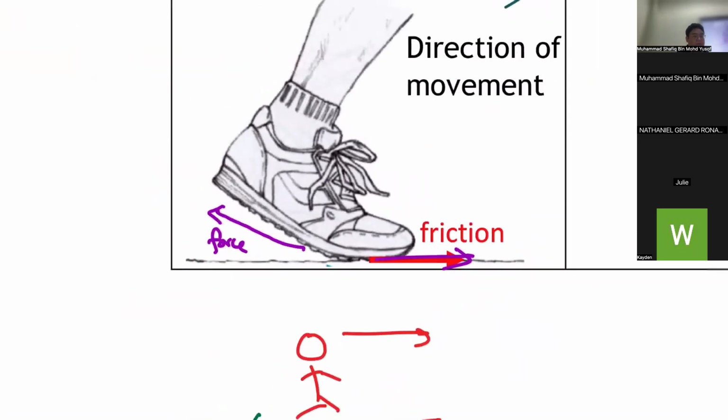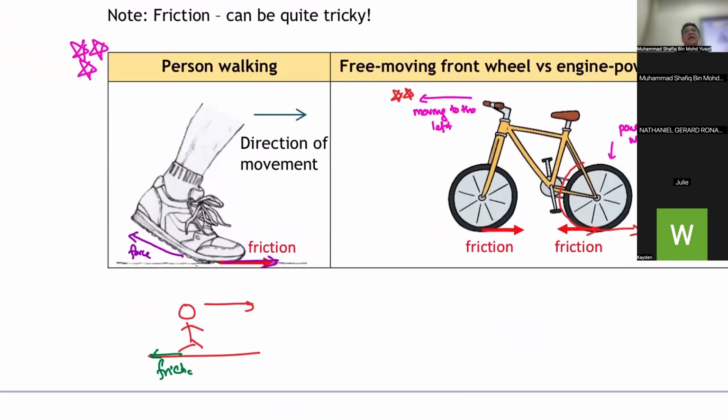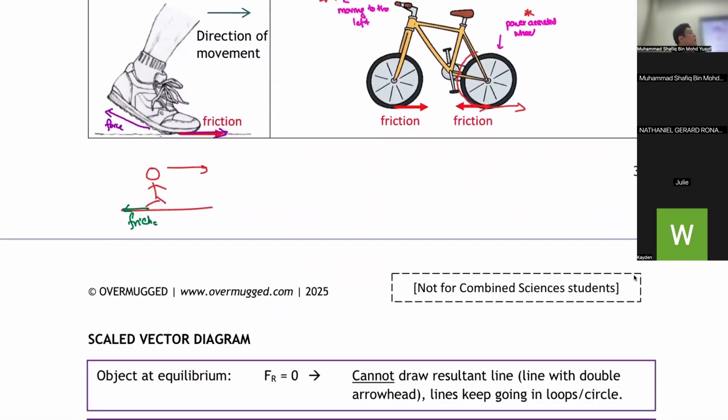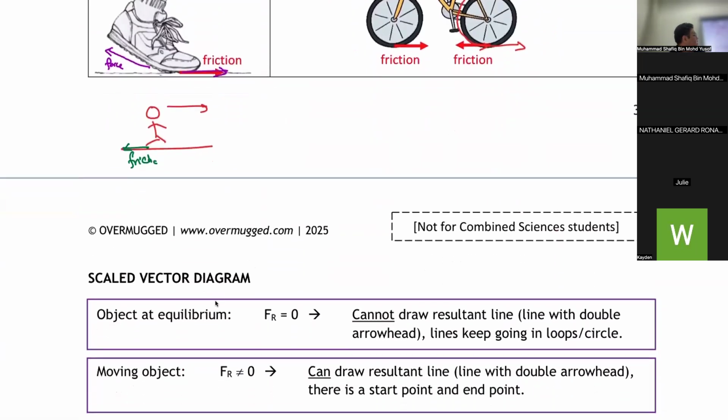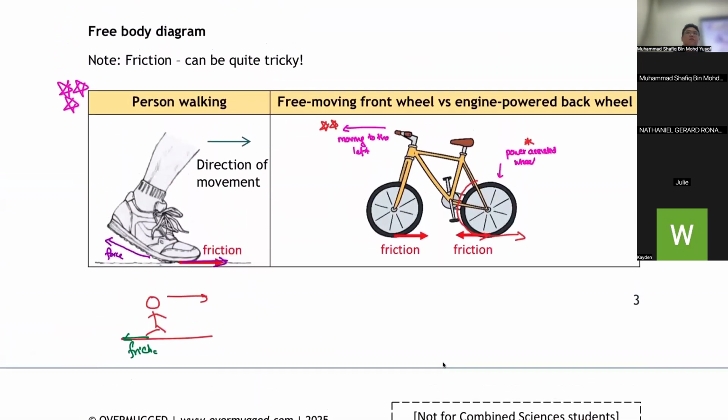Okay, that's it. I'm done with this part. I'm done with dynamics. So the rest of it is mostly pure chem stuff, so you don't have to take note of that. Just make sure you all take note, there's a word here not for combined science. So everything else you all can just ignore for the meantime.